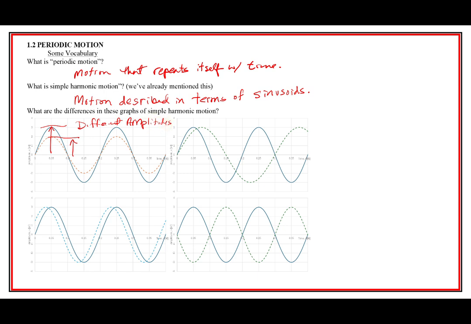Here you go. This one here is a difference in frequencies, because you can see that it has different. You see where it crosses. Like here is one cycle for this guy, but here is one cycle right here for that guy, for the dash line. So these are different periods, and therefore they're different frequencies.